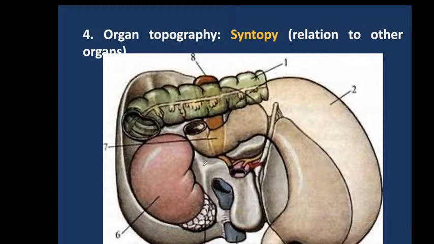Here you see the complex of abdominal organs, and this is a kidney. Here is the stomach, and this combination means syntopy. What kind of organs are nearby? For example, here is the duodenum, and it is very, very close to three organs. This is a kidney, the right kidney.